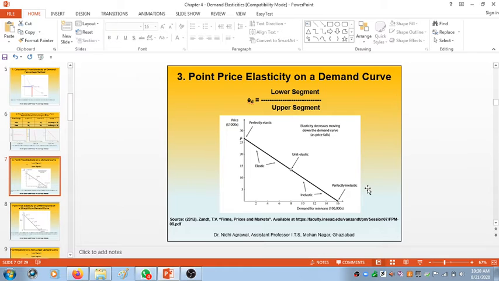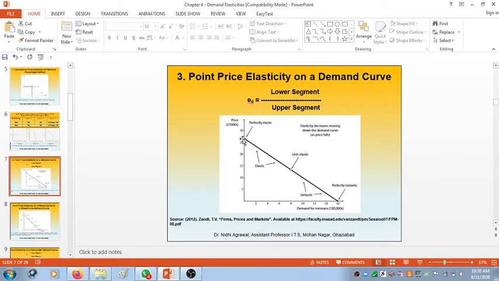Okay. The third method is point price elasticity of demand. For point price elasticity, we have to apply a particular formula that is known as lower segment upon upper segment. Suppose we have a downward sloping straight demand curve, then different points are labeled here. For example, point P, and this is the midpoint of this demand curve, and the last point is at unit number 16, right? Suppose we are operating at the midpoint, where unit elastic we have calculated. If it is the midpoint, then the lower segment and upper segment of the demand curve will both be equal, so elasticity will be equal to 1.